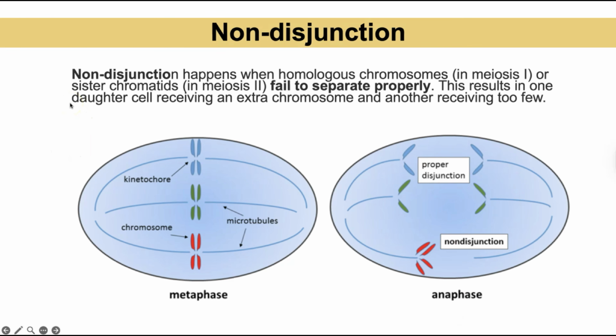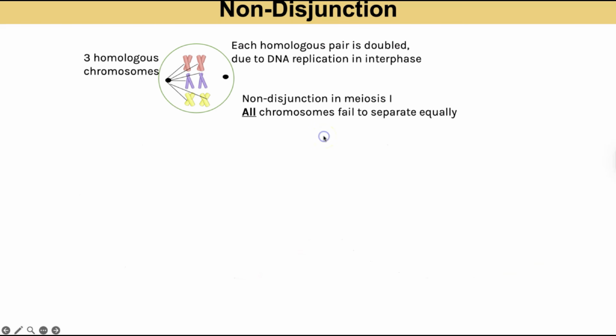So non-disjunction, what this means is during meiosis, either the homologous chromosomes in meiosis 1 don't separate equally, or if it's meiosis 2, the sister chromatids don't separate equally. So as a result, you end up with more either chromosomes or chromatids going to one cell, and the other cell has a lack of chromosomes. So that is the non-disjunction chromosome mutation.